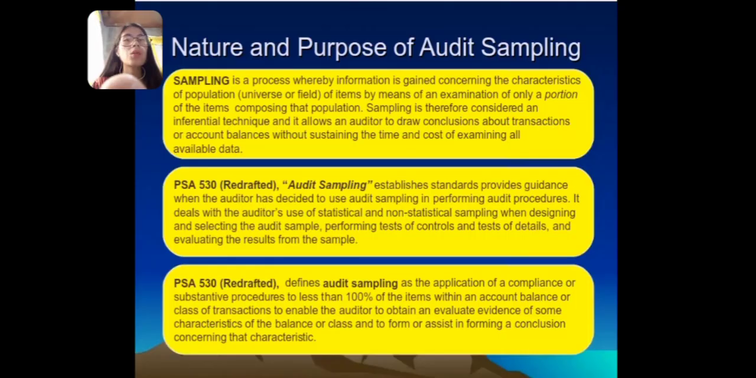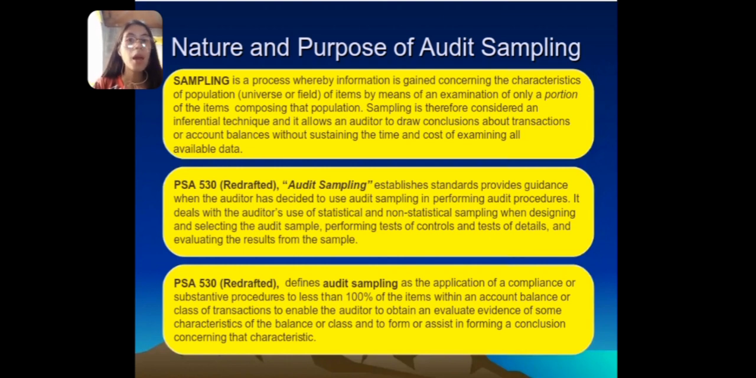For today's discussion, I was assigned to discuss chapter 15, which is the basic audit sampling concept. The nature and purpose of audit sampling: sampling is a process whereby information is gained concerning the characteristics of a population, or universe, or field of items by means of an examination of only a portion of the items composing that population. Sampling is therefore considered an inferential technique, and it allows an auditor to draw conclusions about transactions or account balances without sustaining the time and cost of examining all available data.